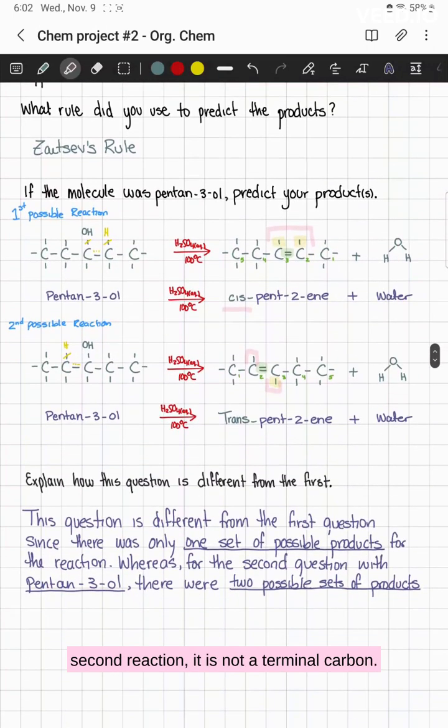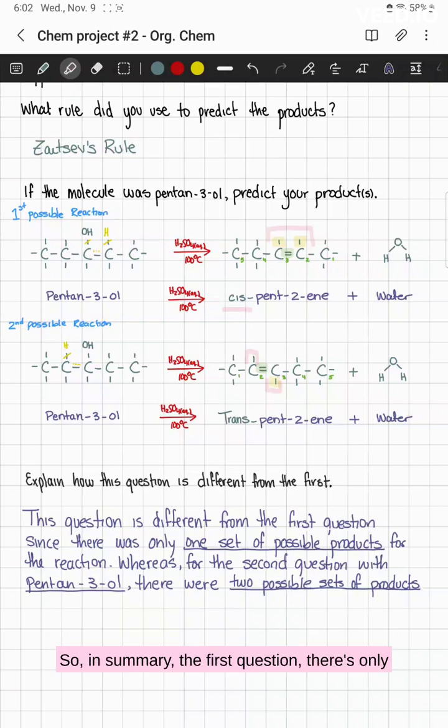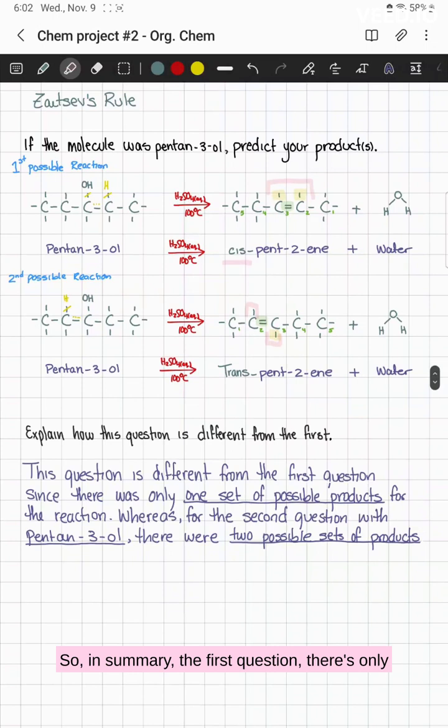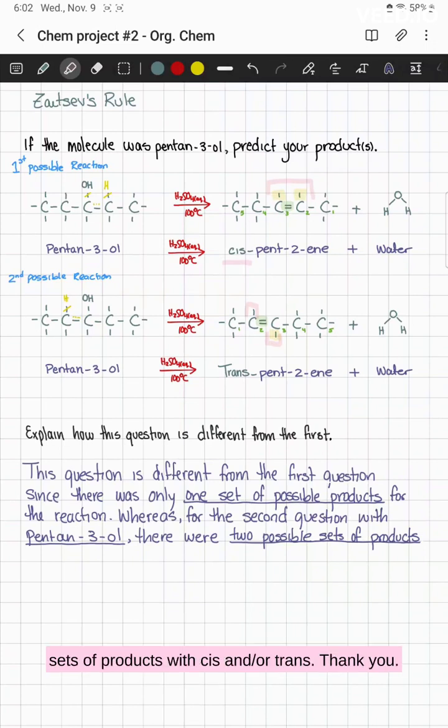Whereas for the second reaction, it is not a terminal carbon, and there are 2 possible products that can be produced. One would be a cis or a trans, depending on where the insignificant hydrogens are placed. So, in summary, for the first question, there's only one set of possible products, if you will, whereas for the second question, there are 2 possible sets of products with cis and trans.